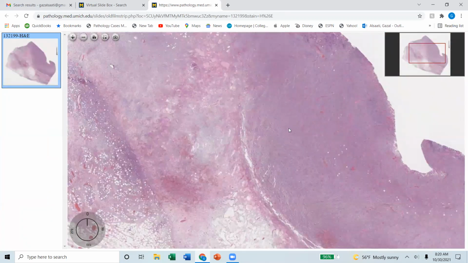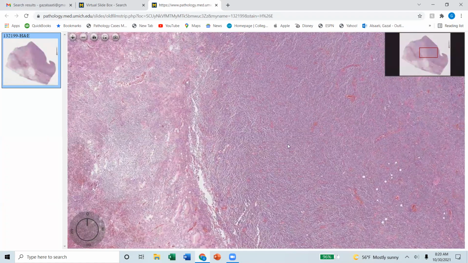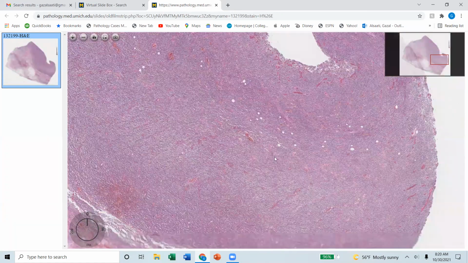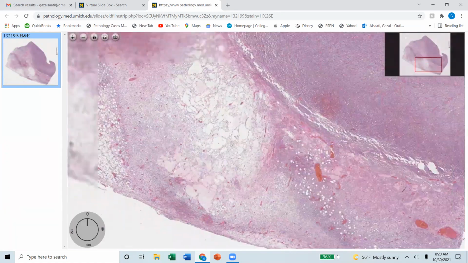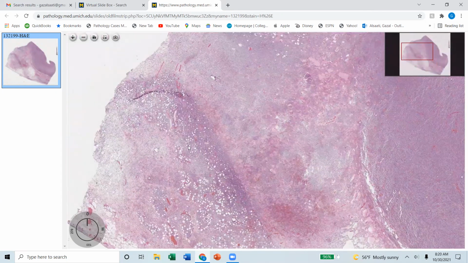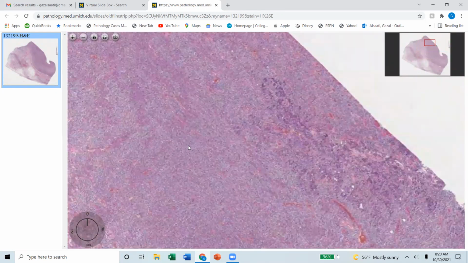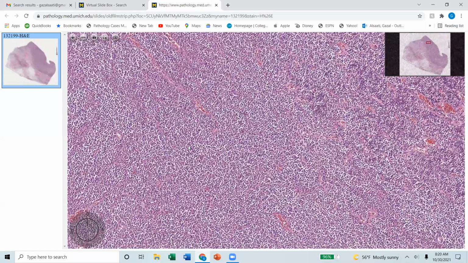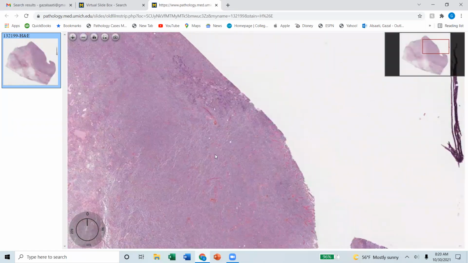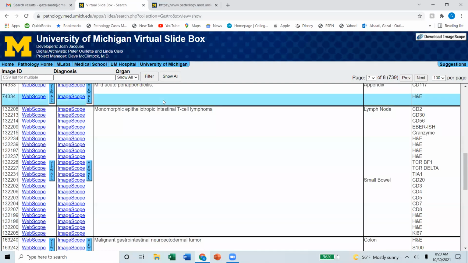Your epithelium, if you see any epithelium here, I don't see anything. Ideally you should see the epithelium, and this area is from just the tumor. Okay, let's see if there's another H&E.